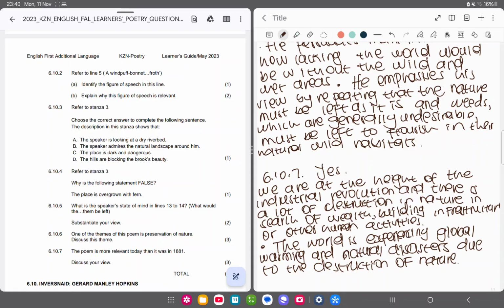So I believe that this is relevant now than in 1881, because back then there was a lot of trees, there was less industrialization going on, there was less civilization, and people literally did not really care much about civilization in terms of technological development. So this is why this phase is relevant.